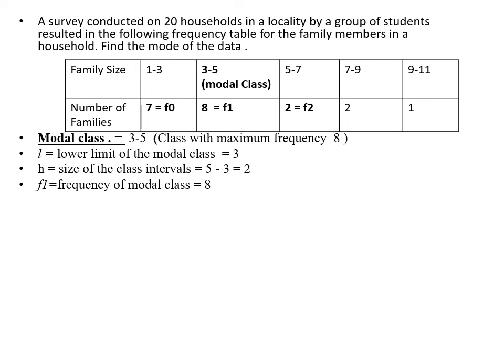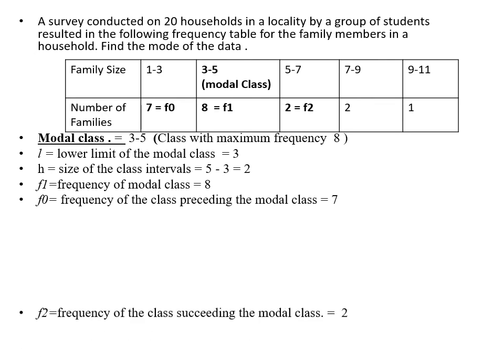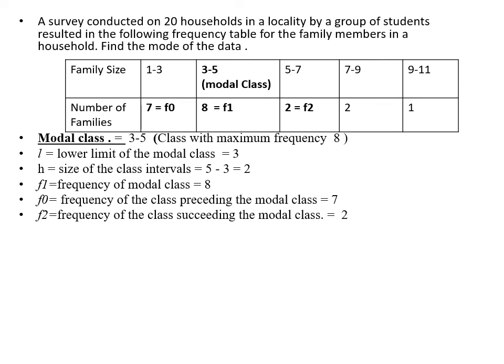F1 is the frequency of the modal class and that equals 8. F0 is the frequency of the class preceding the modal class. The class preceding the modal class is 1 to 3 and its frequency is 7, so F0 equals 7. F2 is the frequency of the class succeeding the modal class. The class succeeding the modal class in the table is 5 to 7 and its frequency is 2, so F2 equals 2.